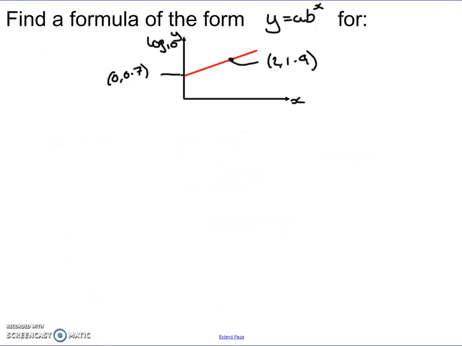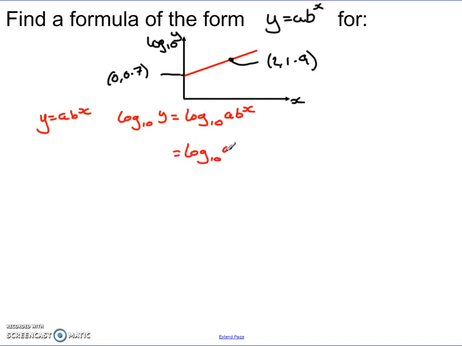I want to find the formula in this form for this graph here. So it's got log to the base 10 of y plotted against x, and I've got 2 points here. So 0, 0.7 and 2, 1.9. Now again, we start with our y equals ab to the power of x, and it's log to the base 10 of y, so I take log to the base 10 of both sides.